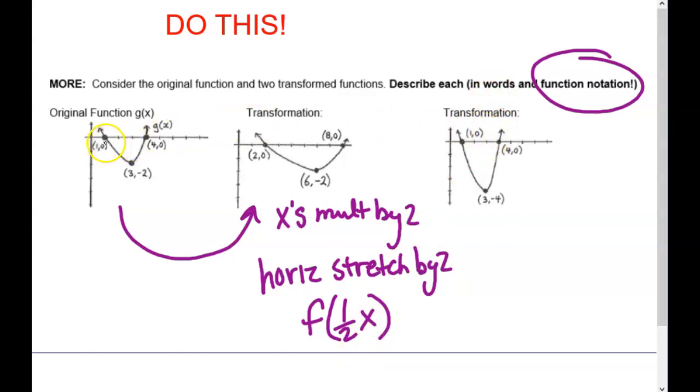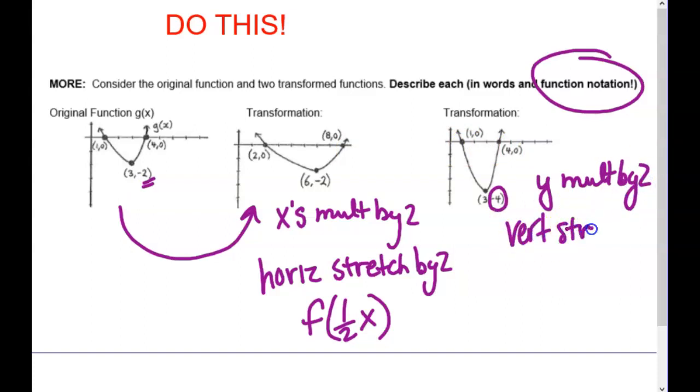And this one, what changed here? The x's didn't change at all, right? The only number that changed was the y, multiplied by 2. What is that called? It's called a vertical stretch, which would be a 2 on the outside. I know I went fast.